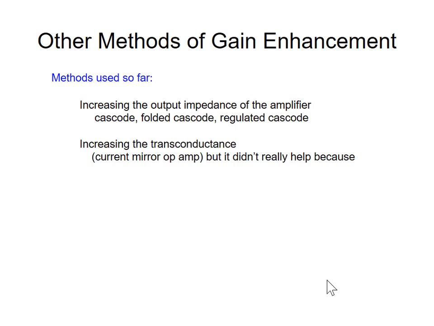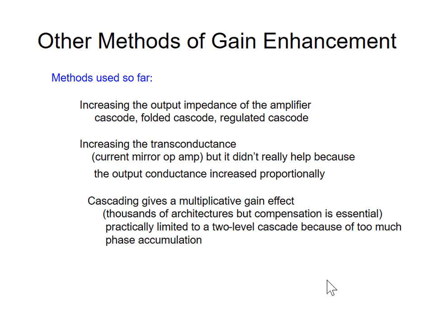We looked at ways of increasing the output impedance of the amplifier. We had the cascodes, the regulated cascodes, the folded cascodes, and so forth. We looked at ways to increase the transconductance. That was in the numerator. The only thing we looked at was putting the current mirror on, and we didn't really gain much there. We thought it was a good idea, but in the end, it didn't help us much. The reason was that the output conductance increased proportionally, so we had no net improvement.